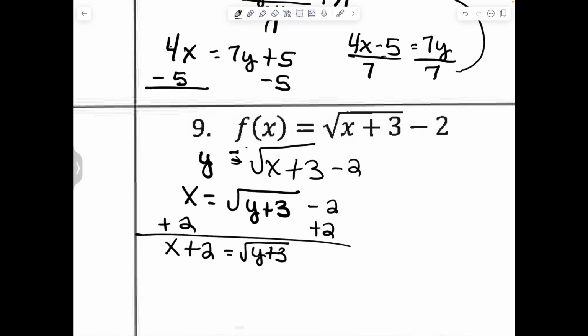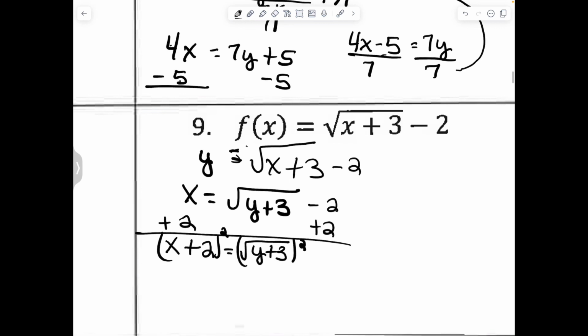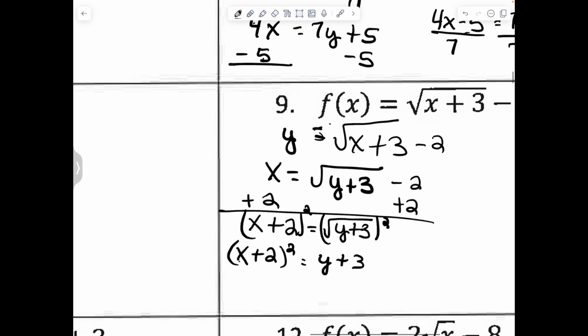Now that I have the radical by itself, I can square it to get rid of it. So once again, I'm squaring it, and when I square it, it's magical. It gets rid of the radical. Now, you might be asking, why can't I just write that as x squared plus 4? Because that would be wrong. If you have something like that, in order to square it, you'd have to use the box.